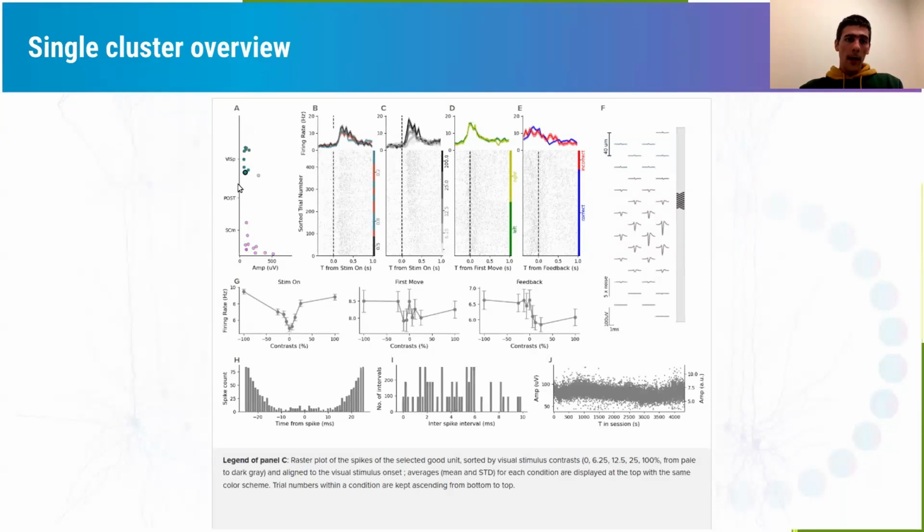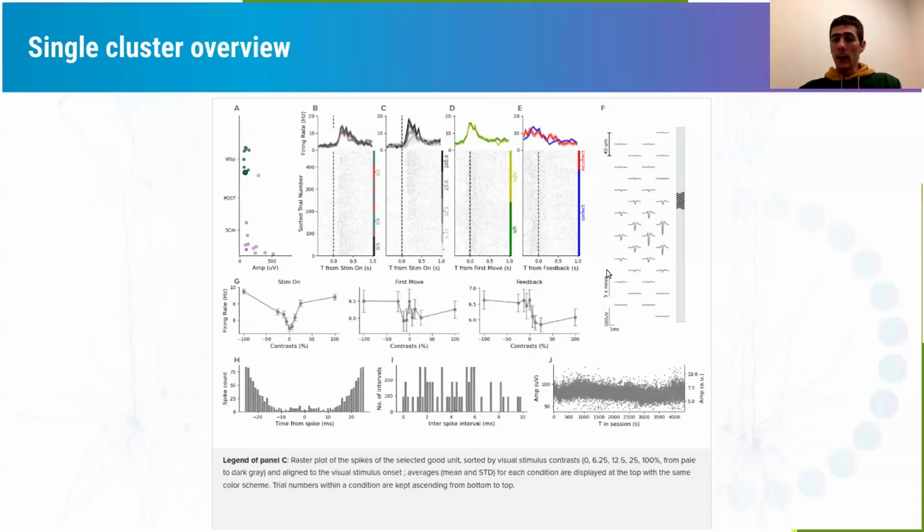And so on the y-axis is the depth along the probe, and you can see information about the brain region that we're in. And then you can also see the amplitude of the spike waveform on the x-axis. This is just a static image here, but in the website, you can click around on these individual cells. Whenever you click one of these, it will populate the rest of these plots with information from that particular cluster. So again, some of these you have seen before.